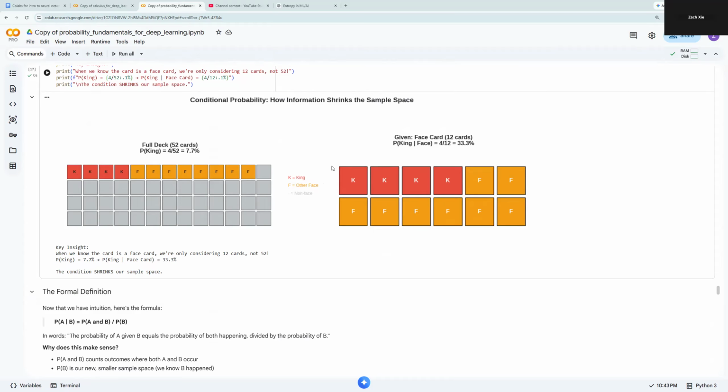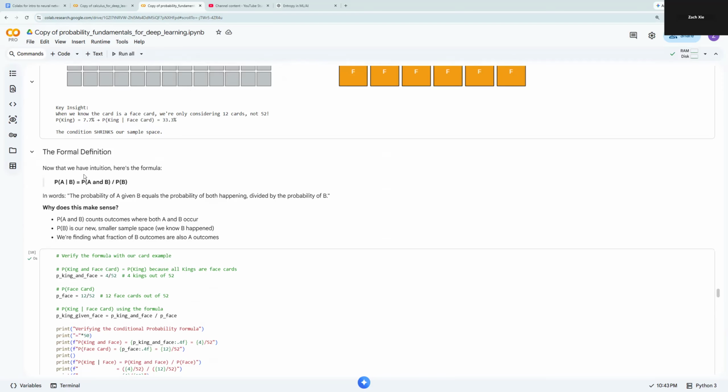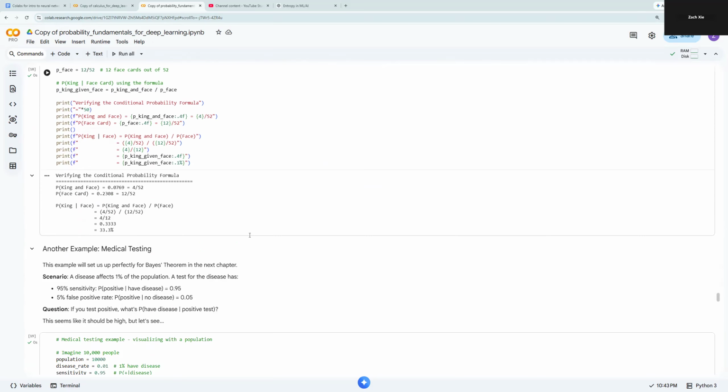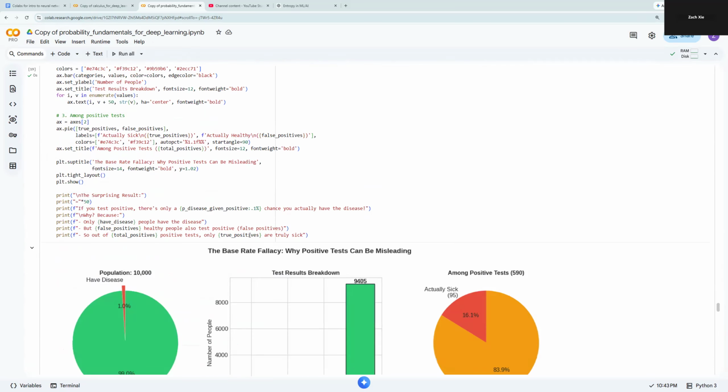So the formal formula for that is P of A and B divided by P of B, which kind of makes sense, right? If you go back to the illustration, the visualization is essentially just the samples distribution in the entire sample space. So conditional probability, and then naturally we'll go on to Bayes theorem, Bayes rules, right?